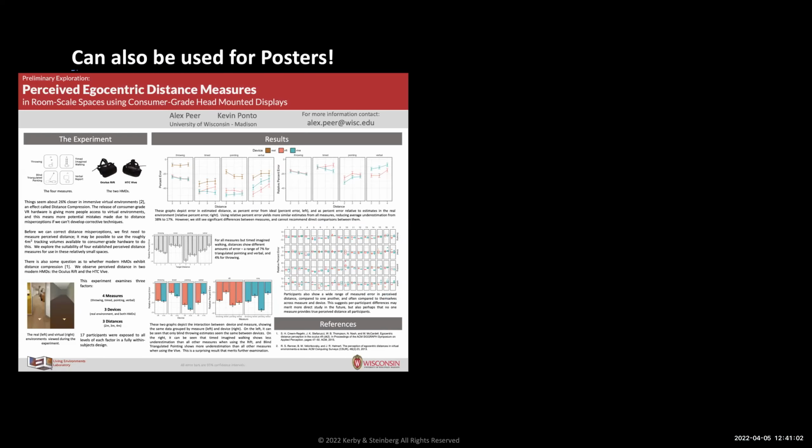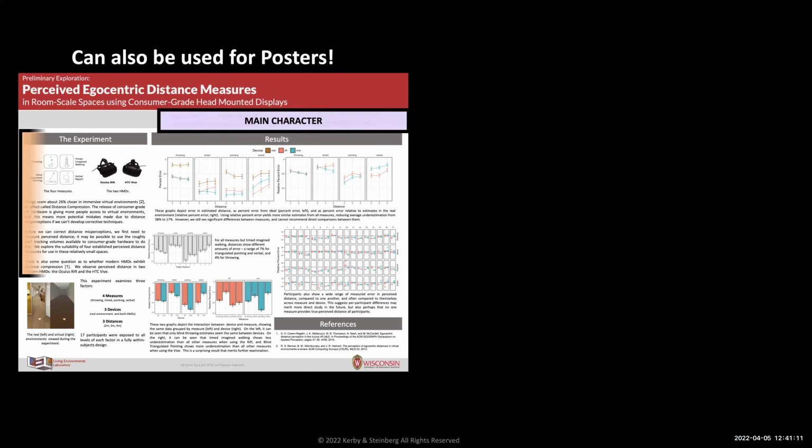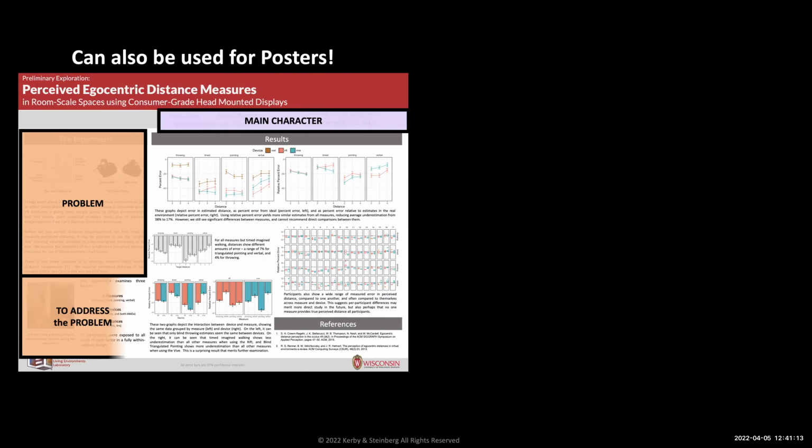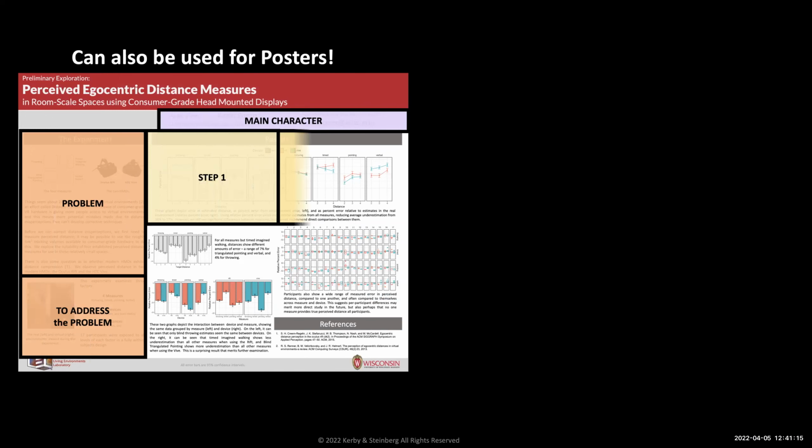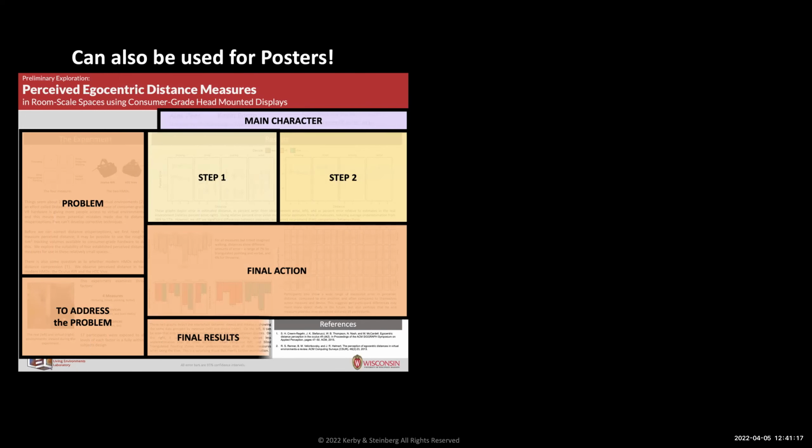Going through the course and learning how to use the story form template, you can actually apply all of that information straight to a poster. And so here's one by Alex who took our course. And you can see there's the main character, there's the problem, here's his approach to the problem, here's the steps that he's taking, and then the better world, the final result in the better world.